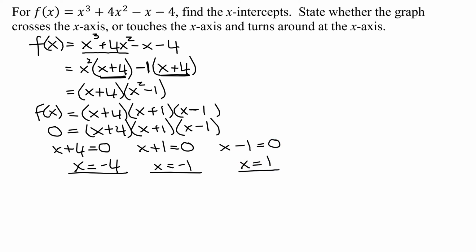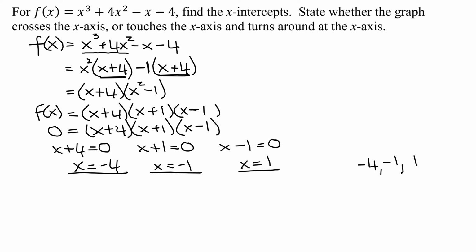In this problem in MyMathLab, they do not want the x-intercepts as ordered pairs. All they want is a list of the x values of the x-intercepts. So for this problem, I'd write -4, -1, 1. But don't forget, if you ever need to write an x-intercept as an ordered pair, the y-coordinate is always 0.